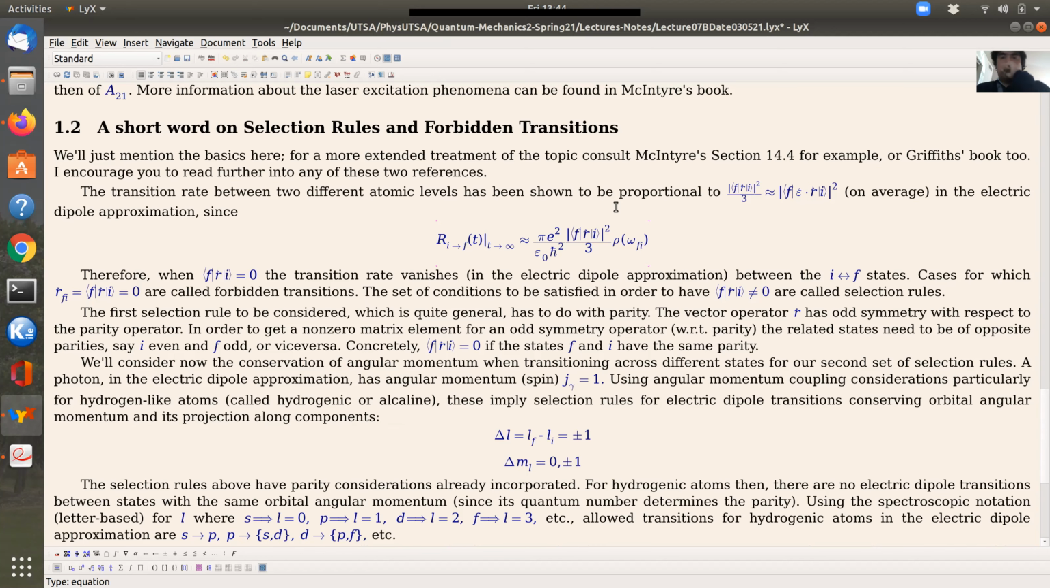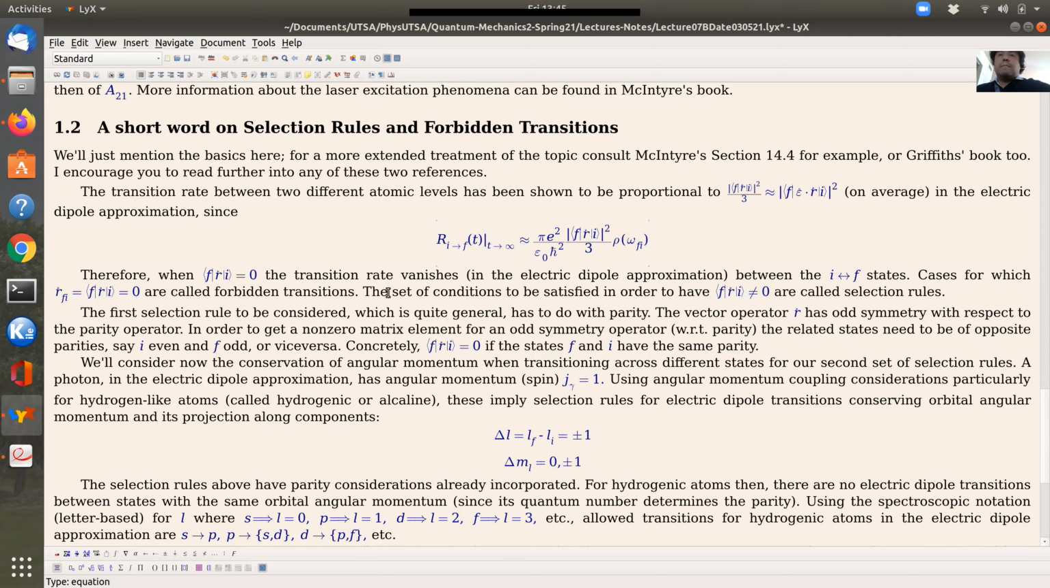So that's why there is a name for cases in which this matrix element, basically the matrix element of the operator R with indices F and I, F being the final state and I being the initial state, is 0. It is called a forbidden transition, because it cannot happen. Because if this is 0, then the transition rate in this limit under the approximations will be 0, and then it doesn't happen.